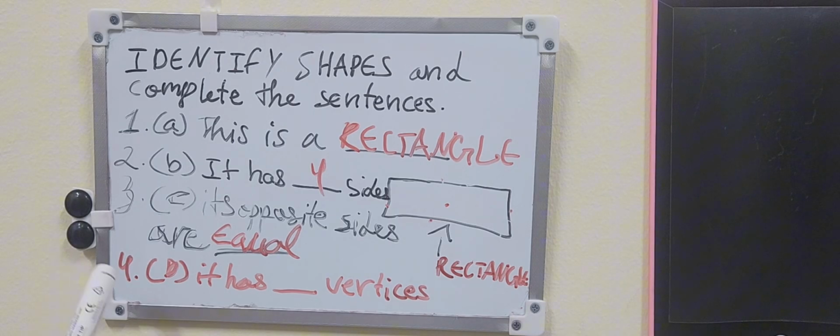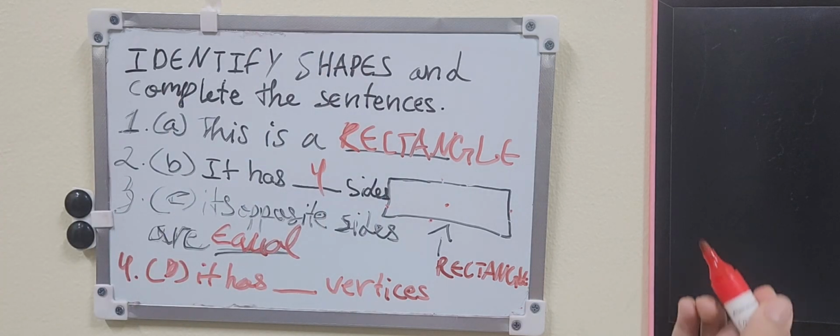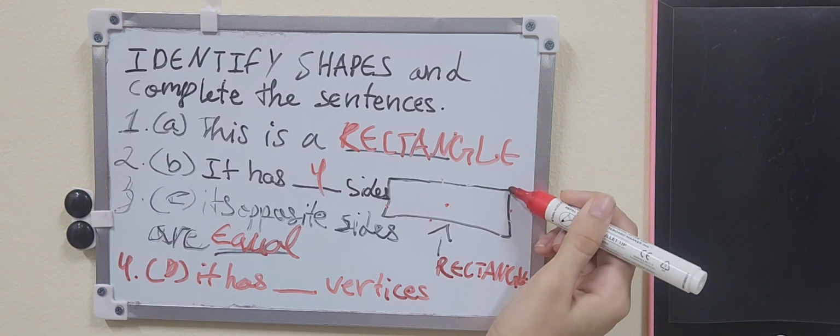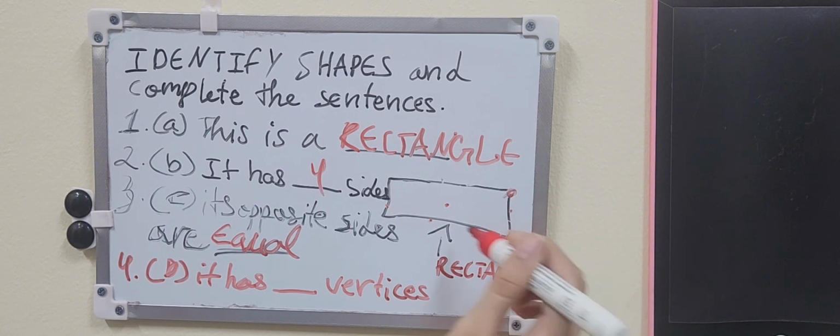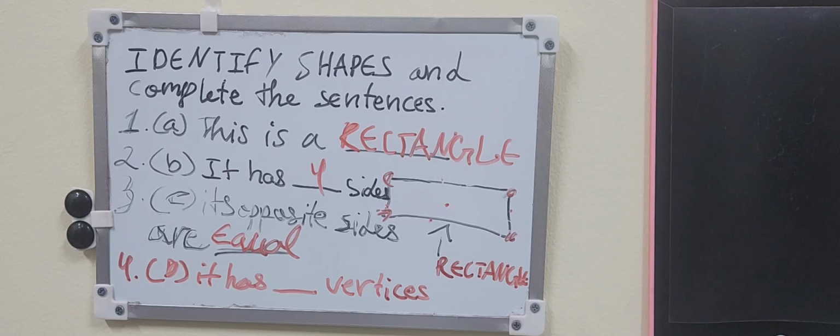Then we have 4, which is D. So it has dash vertices. So over here, we have the rectangle, already drawn. So we're going to be going ahead and counting its vertices. 1, 2, 3, 4. Those are 4 vertices. So over here, we can write there are 4 vertices. So that is it for exercise 1, question 1.